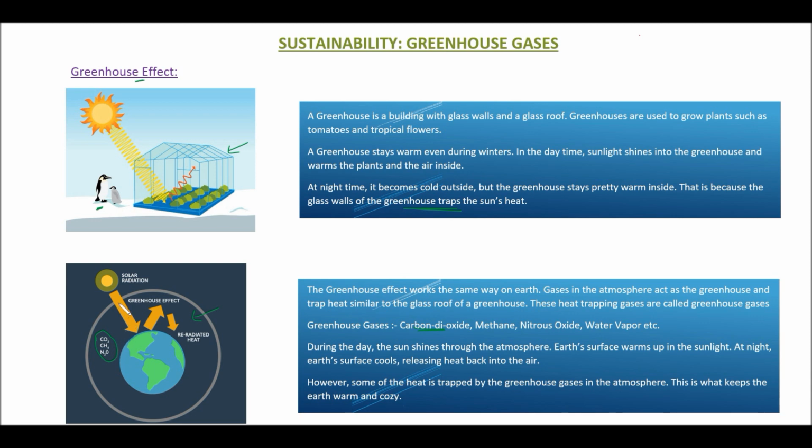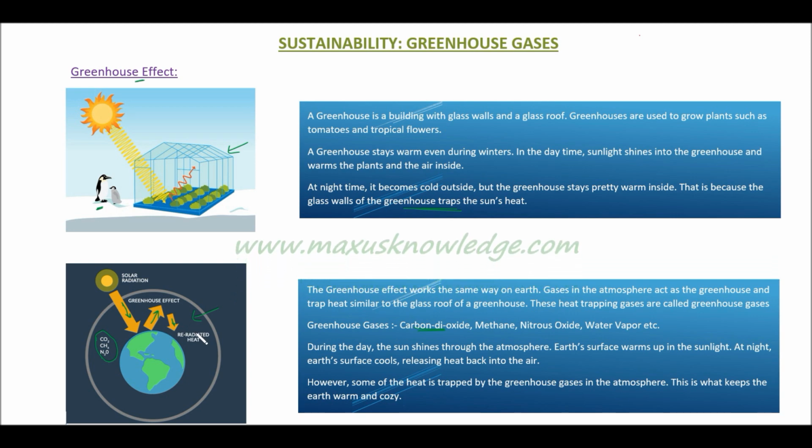Now, during the day, the sun shines through the atmosphere. The Earth's surface warms up in the sunlight. Now at night, the Earth's surface cools down, releasing the heat back into the air. But some of the heat is trapped by the greenhouse gases in the atmosphere. This is what keeps our Earth warm and cozy. So actually, if the greenhouse gases were not present, then the Earth would be very, very cold and probably not livable. But the greenhouse gases at the optimum level maintain the warmth of the Earth and keep it cozy.